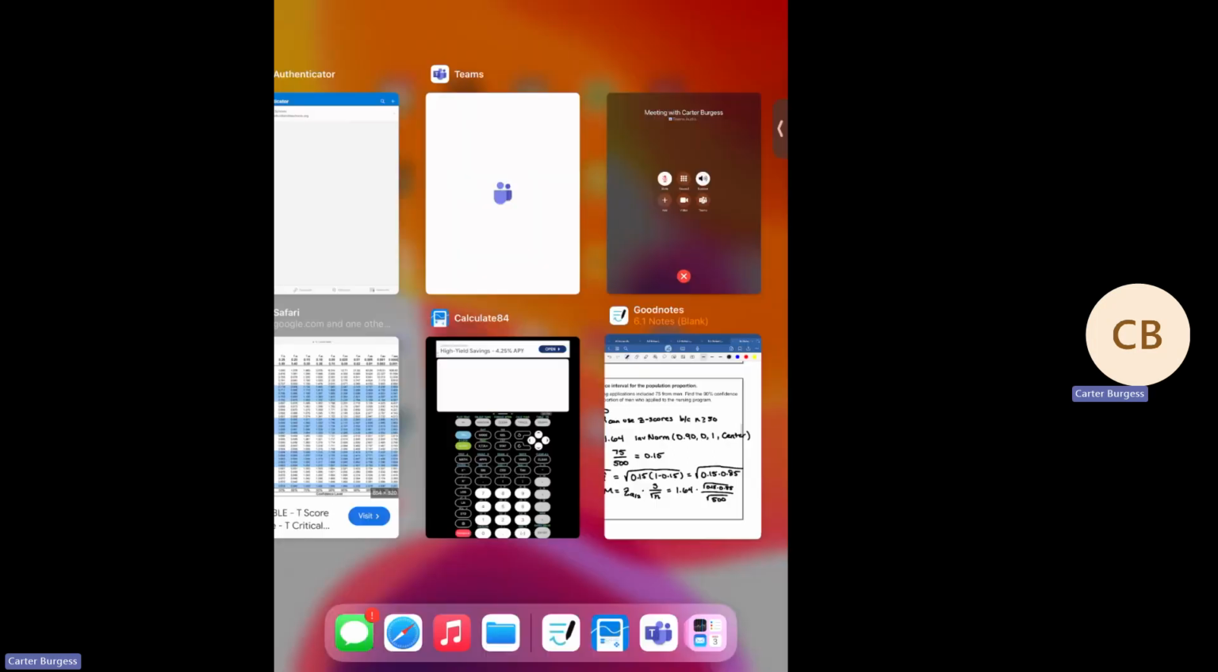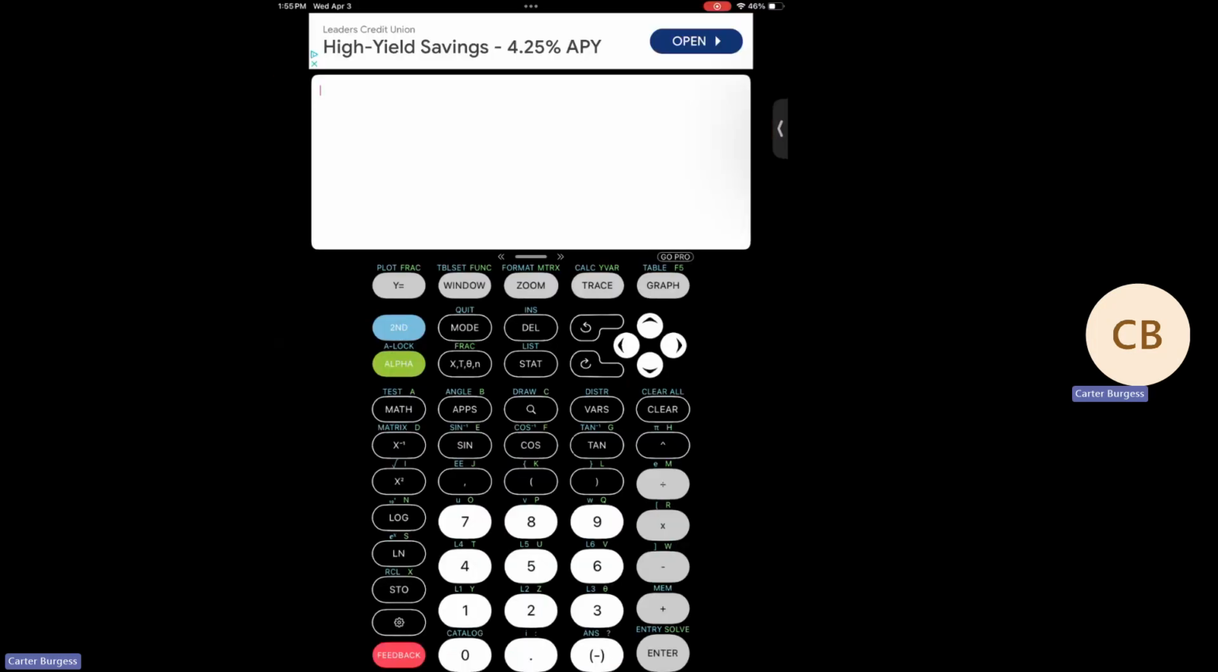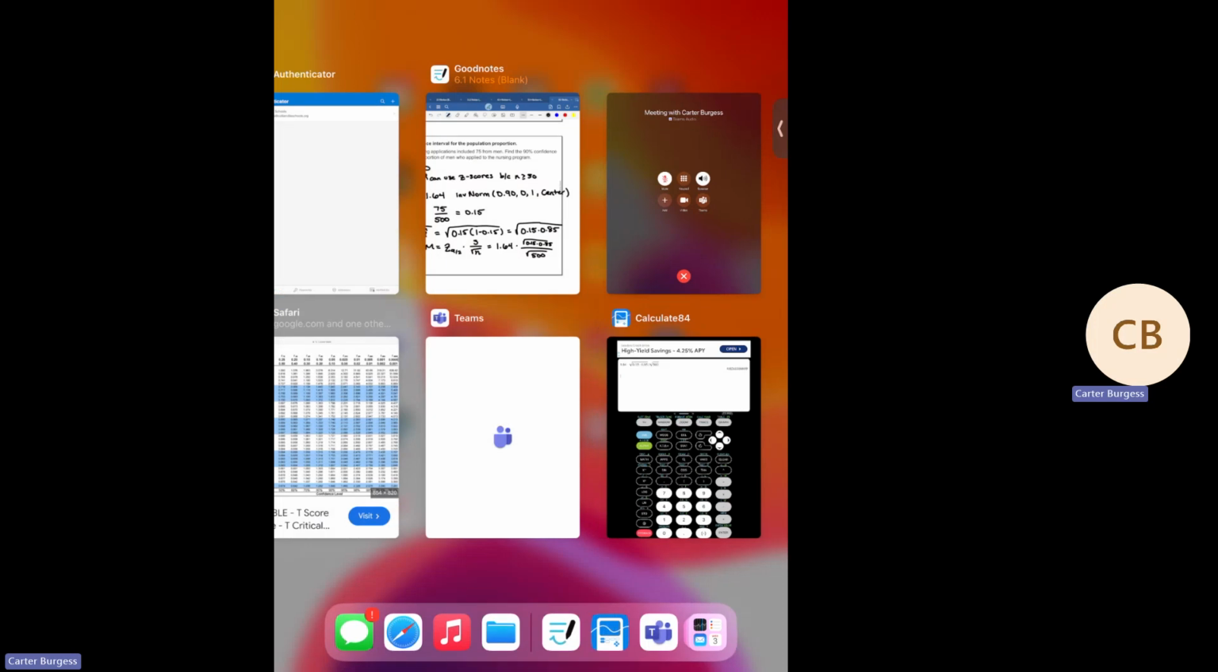So this would be 1.64 times the square root of 0.15 times 0.85, divided by the square root of 500. When you do the division, make sure you're on the outside of the square root, just to make your life easier by getting the correct answer. Apparently the margin of error is about 2.6%, so 0.026.